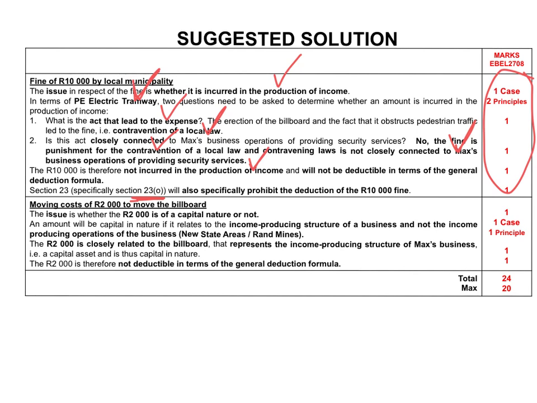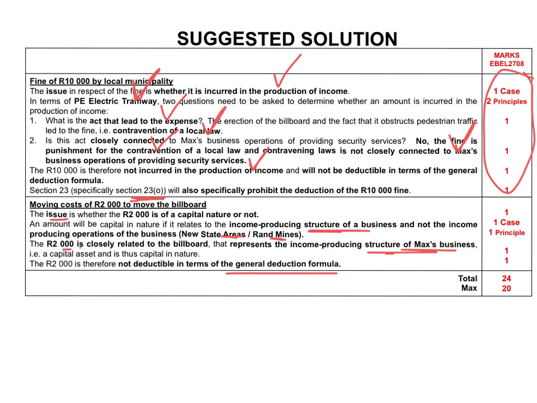Right, that's done. I move over to my last one, moving costs of 2,000 Rand. And if you work through this one, you'll see, again, I use my Zorro method. The issue is whether it's of a capital nature or not. What is my principle? You know, it relates to the income producing structure of the business and not the income earning operations. So new state areas or Rand mines. Okay, you get a mark for the principle, mark for the case. Then apply the 2,000 Rand is closely related to the billboard, right, which represents the income producing structure of Max's business, and it's therefore capital in nature. Come to a conclusion. It is therefore not deductible in terms of the general deduction formula.